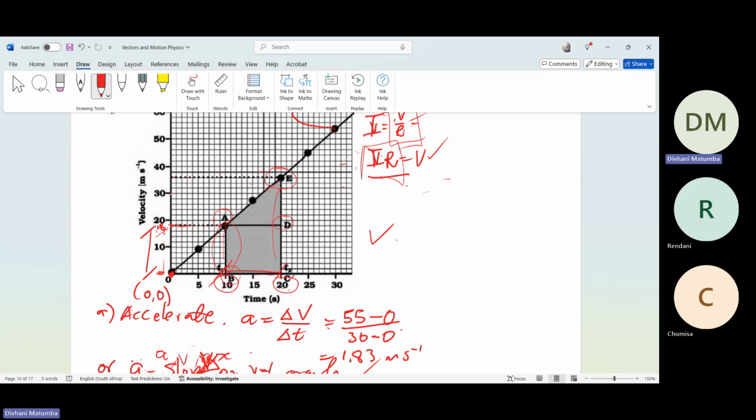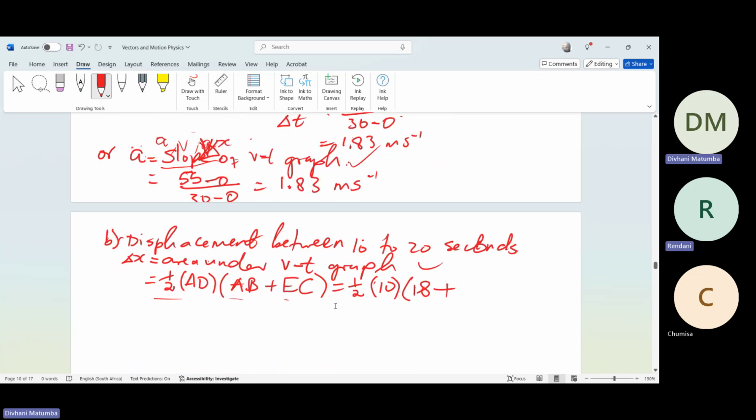What is the distance from C to E? How much did you get? C to E, right? Yeah, 36 minus, 0, which is 36. Okay.